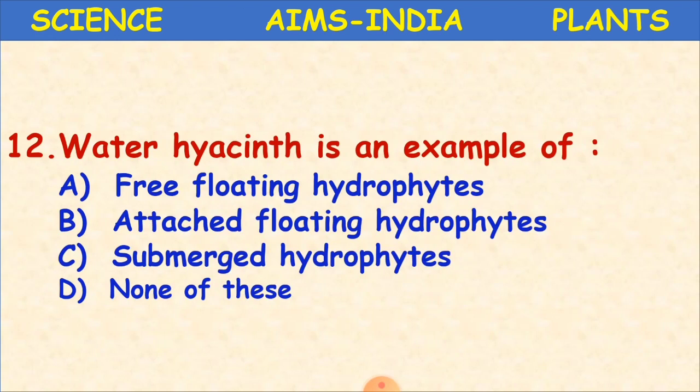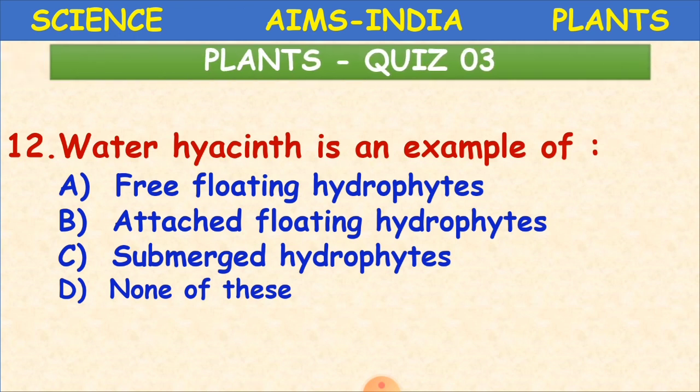Water hyacinth is an example of A option, free floating hydrophytes, attached floating hydrophytes, submerged hydrophytes, or none of these. Water hyacinth, children. Which type is this? Yes, the correct option is free floating hydrophytes, because the leaves and the stems are light. That is why they are free floating hydrophytes.